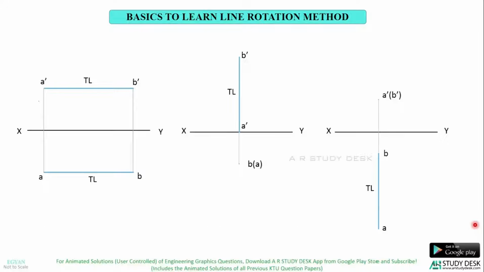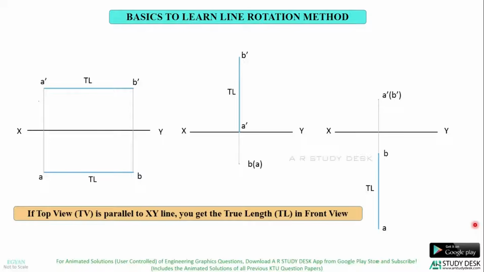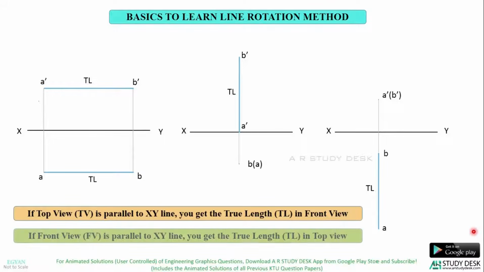From this, we understood that if the top view is parallel to XY line, you get the true length in the front view. Am I right? If the top view is parallel to XY line means the line is parallel to VP. Then you get the true length in the front view. Similarly, if the front view is parallel to XY line, you get the true length in the top view. The front view is parallel to XY line means the line is parallel to HP. So when the line is parallel to HP, you get the true length in the top view. Hope it is clear to you.